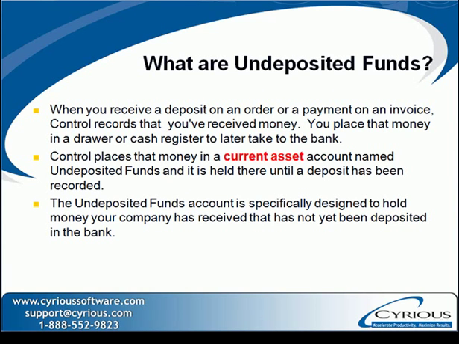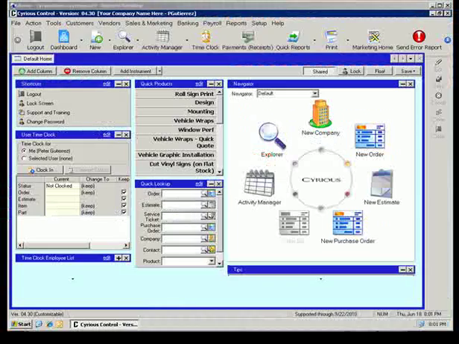What are undeposited funds? When you receive a deposit on an order or a payment on an invoice, Control records that you've received money. You place that money in a drawer or cash register to later take to the bank. Control places that money in a current asset account named undeposited funds, and it is held there until a deposit has been recorded. The undeposited funds account is specifically designed to hold the money your company has received that has not yet been deposited into the bank.